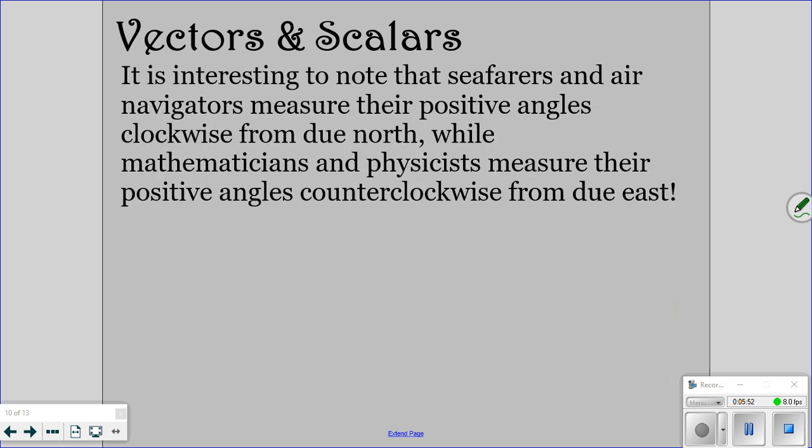It's very interesting to note, seafarers and air navigators measure their positive angles clockwise from due north. But mathematicians and physicists measure their positive angles counterclockwise from due east. Why that is, I'm not really sure, but depending on what profession you're dealing with, it changes how they measure their positive angles. So we are in physics, so we're going to measure starting due east, which is your positive x-axis, and we're going to go counterclockwise.